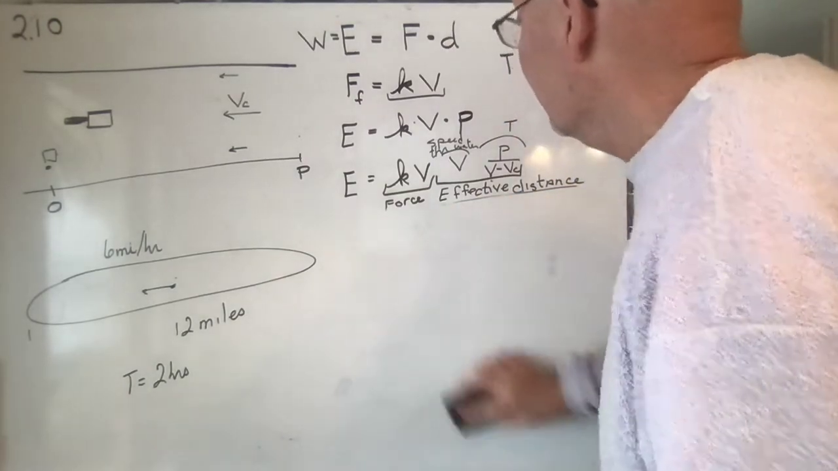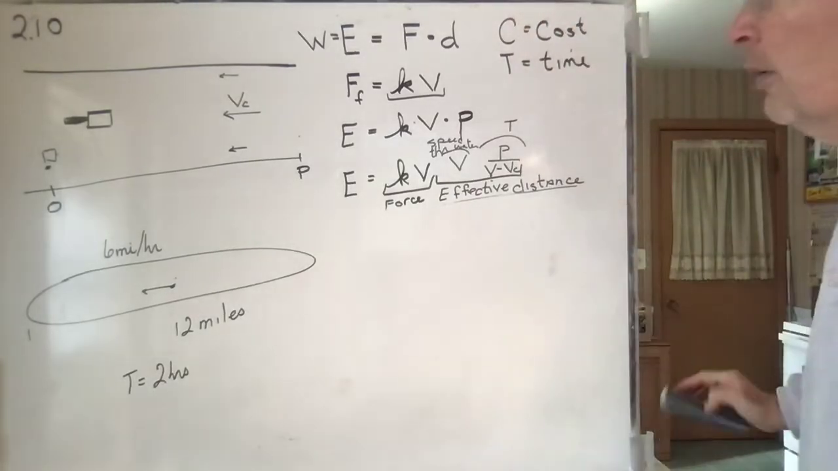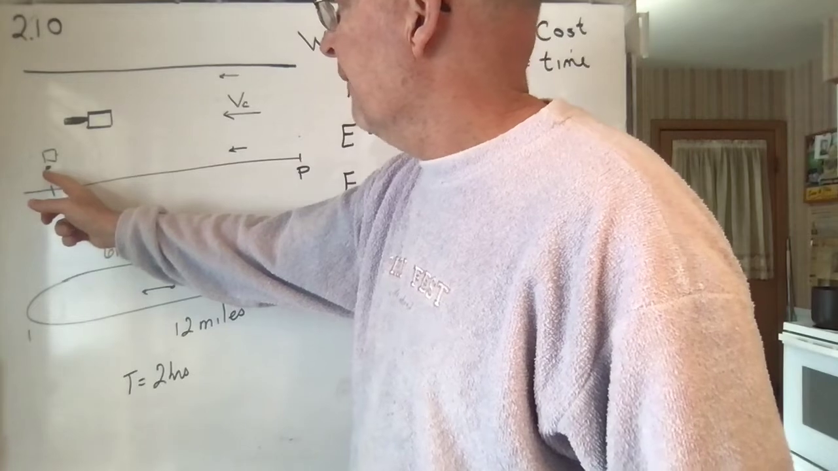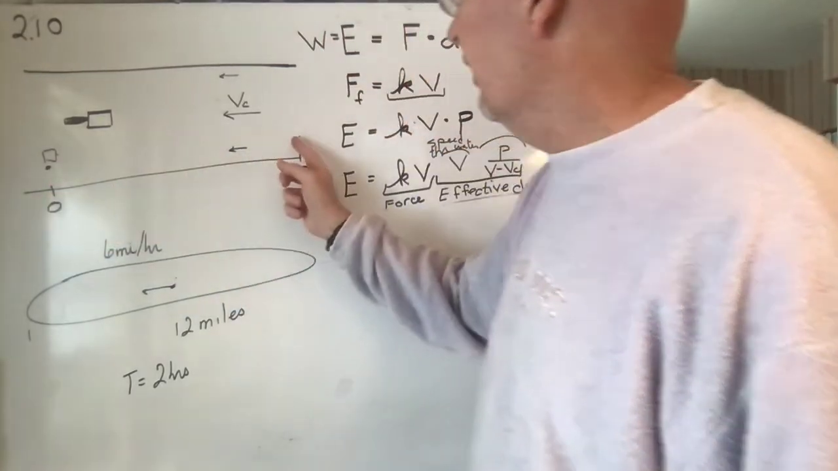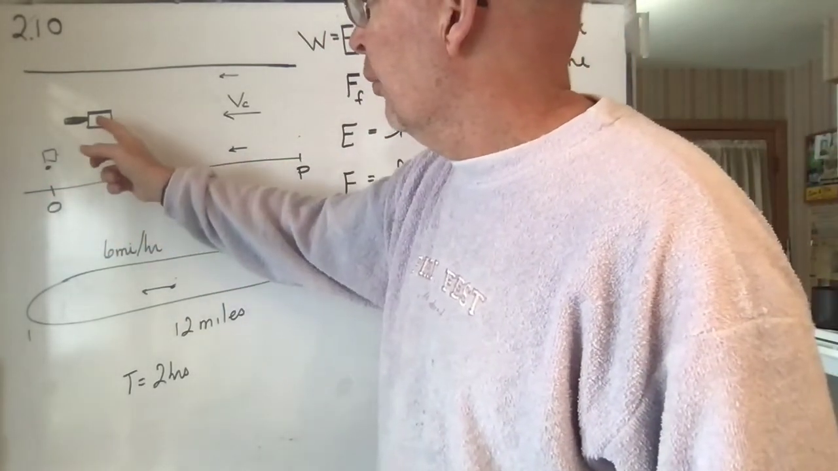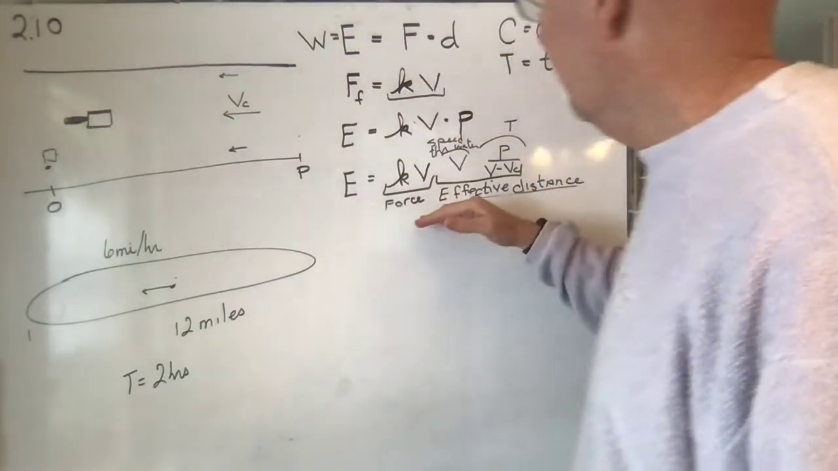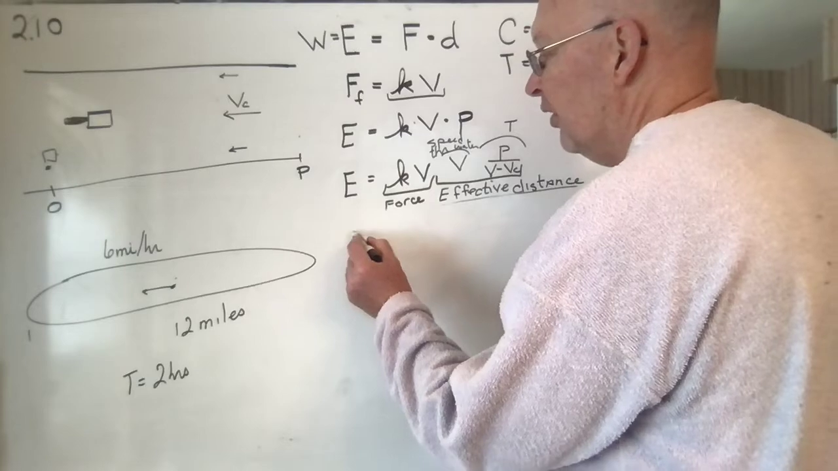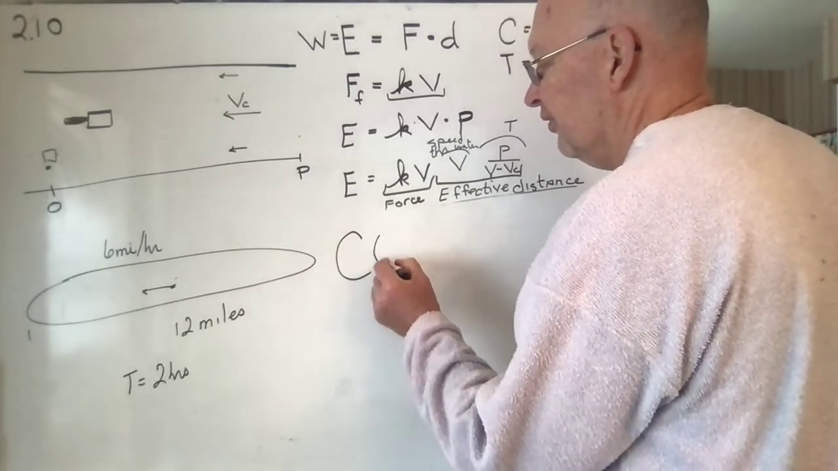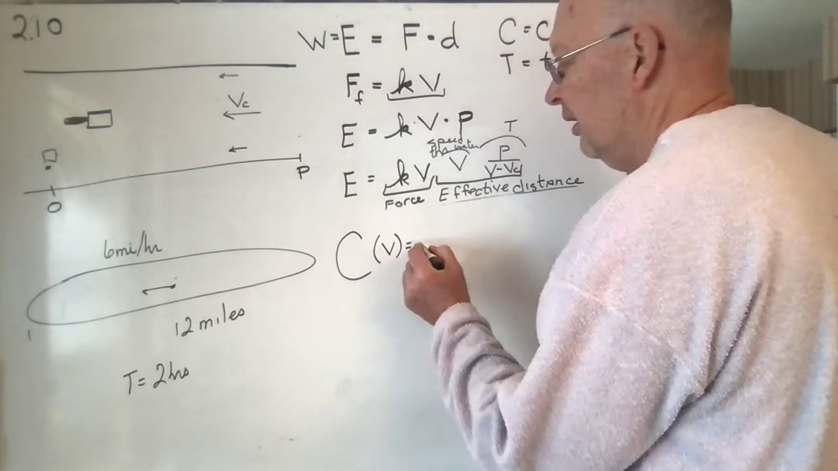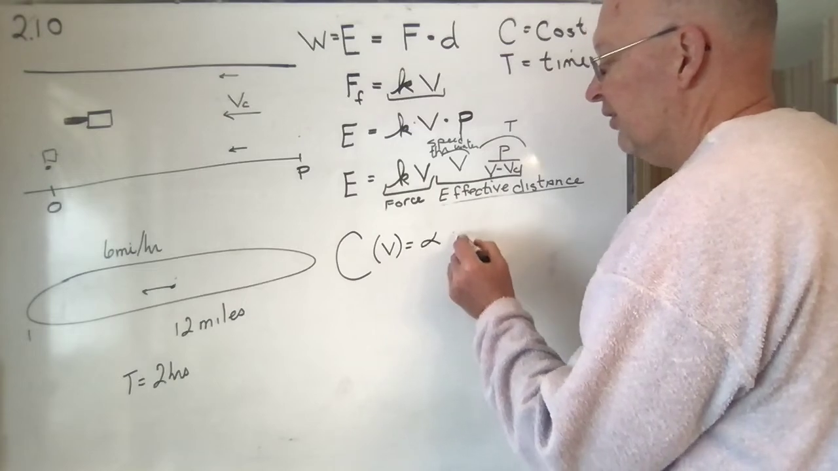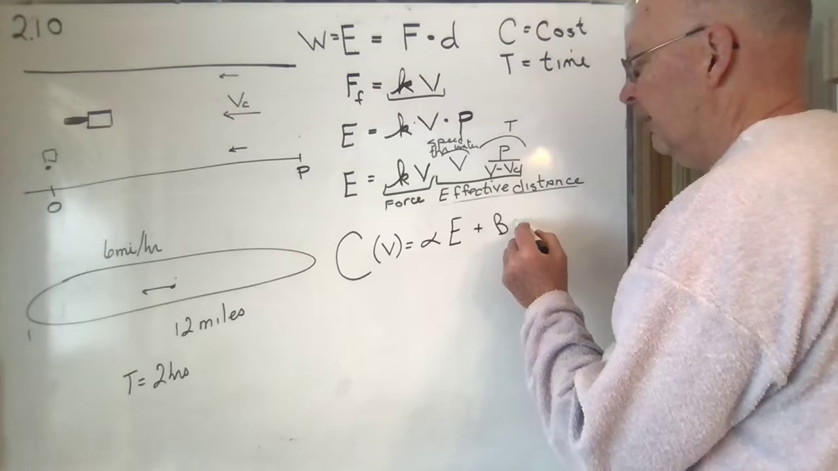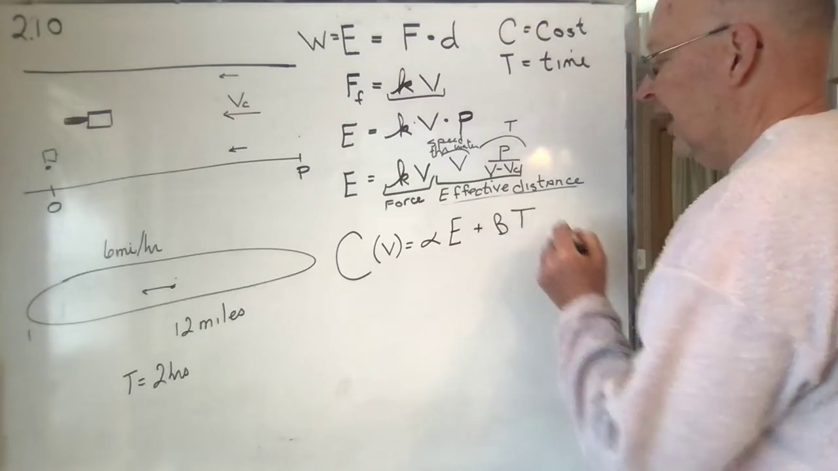Okay, let's go back to cost. What if now we want to go from here to here, and we have this barge, but now we want to minimize not the energy but the cost. So we do it kind of the same way as before. We'd have cost, and this is all going to be in terms of velocity again. It's going to be some constant times the energy plus some constant times the time, right?